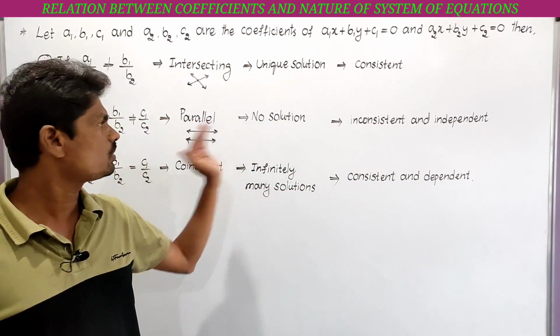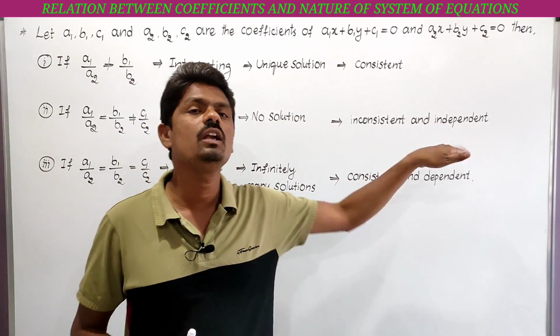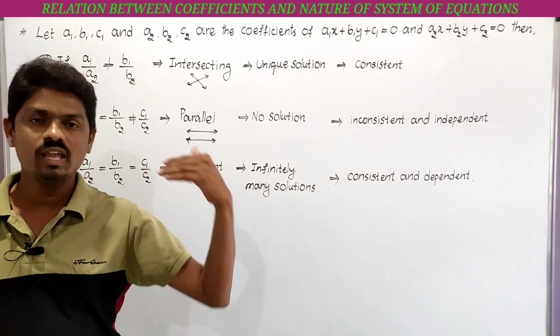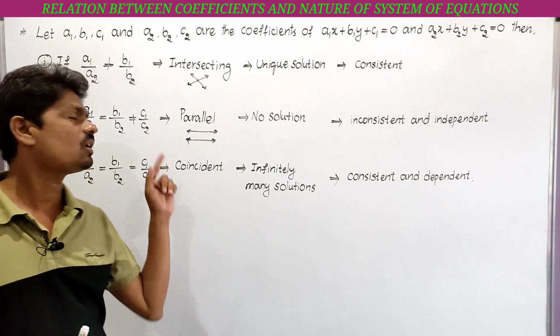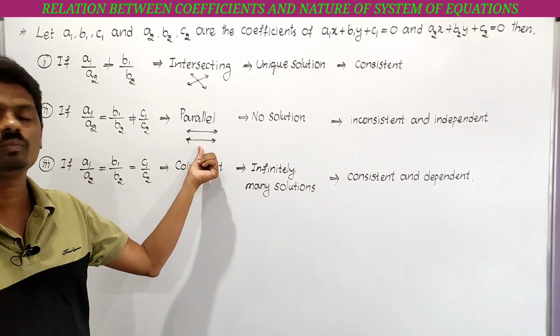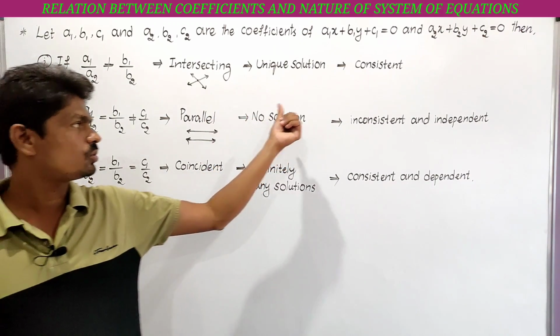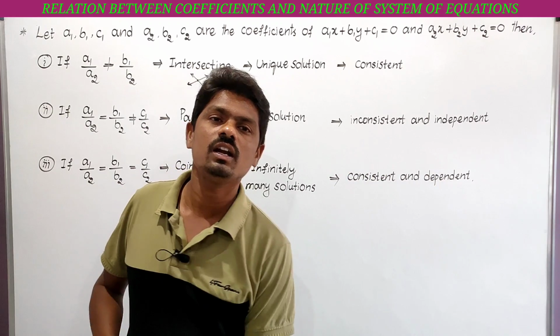So if there is no solution, we call them inconsistent and independent. So when a1 by a2 is equal to b1 by b2 but it is not equal to c1 by c2, they are called parallel lines. Parallel lines have no solution. If they have no solution, they are called inconsistent and independent.